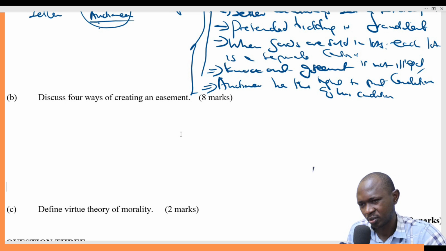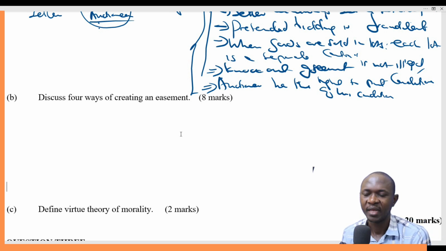The right to use another person's land for a specified purpose, or to cross another person's land for a specified purpose.